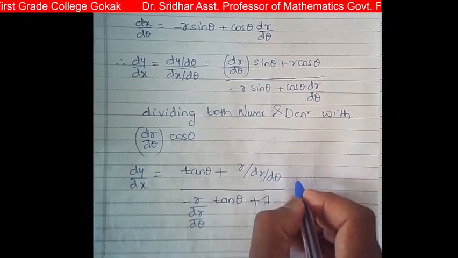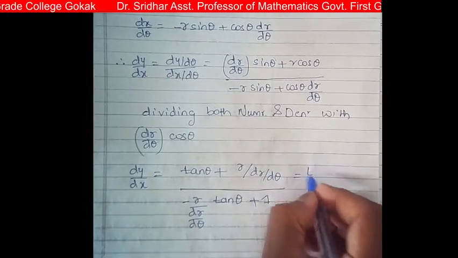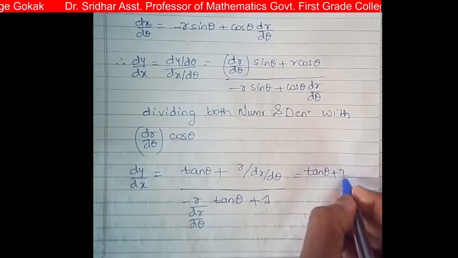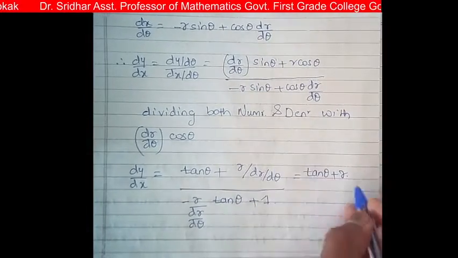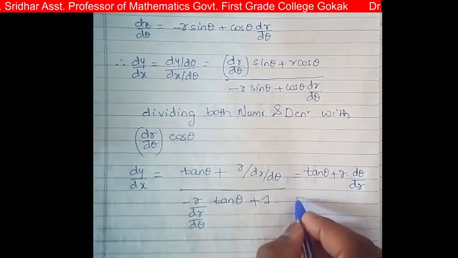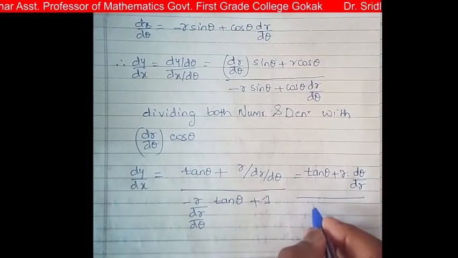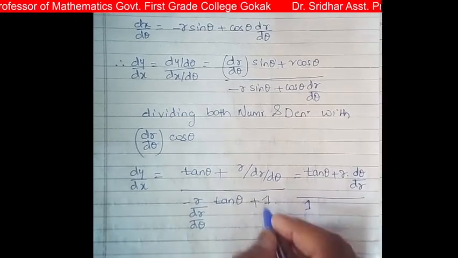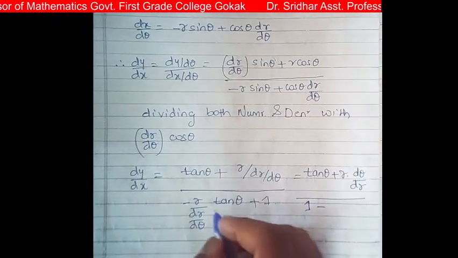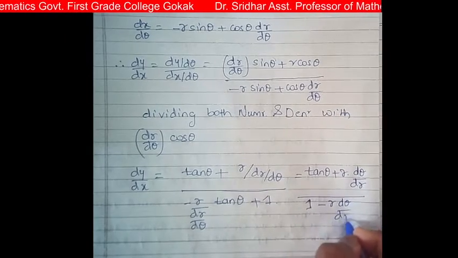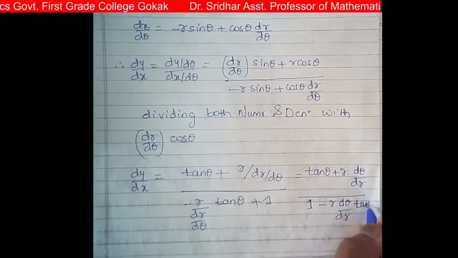In other words, we can write this as tan theta plus r into d theta by dr, divided by 1 minus r into d theta by dr into tan theta.